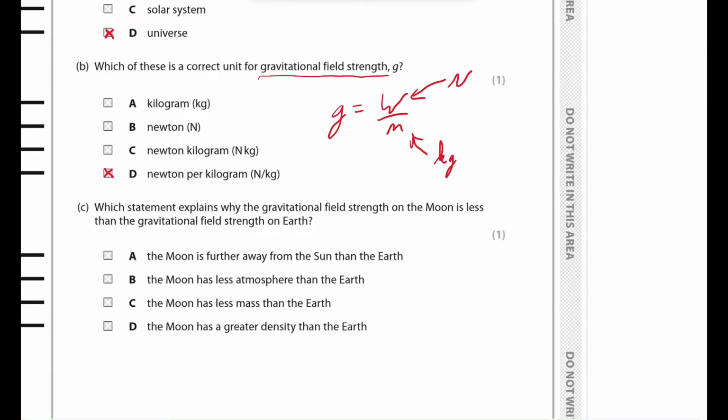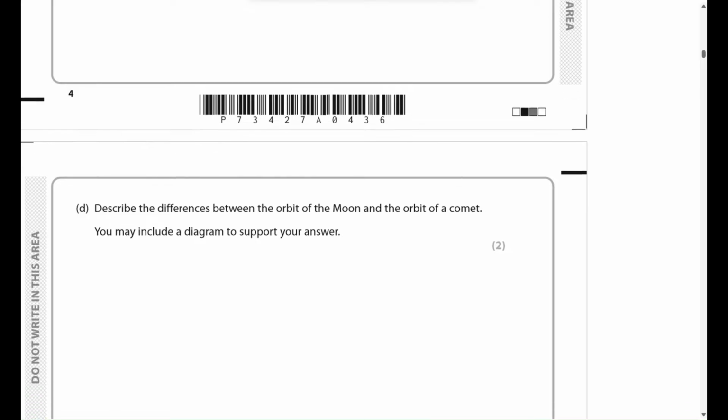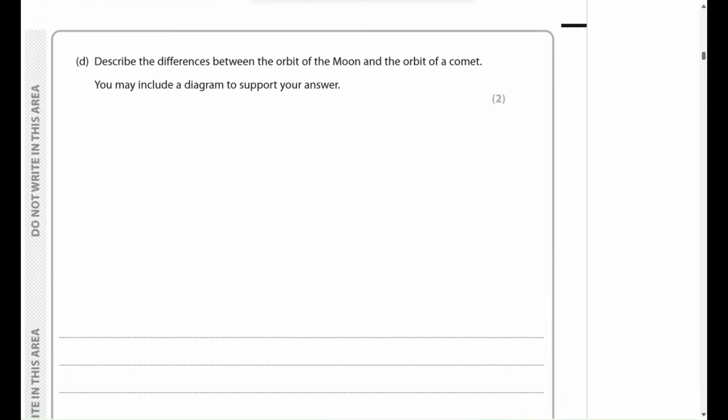Why is gravitational field strength on the moon less than on the Earth? It's all to do with mass. The moon has got less mass than the Earth. If this was less density, that would have been a tricky question because that might be true as well. But the important thing you're thinking about here is mass. The moon is less massive than the Earth.